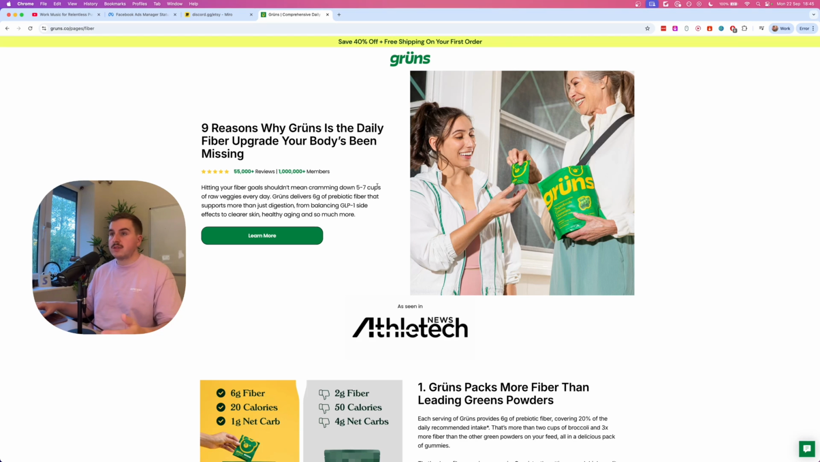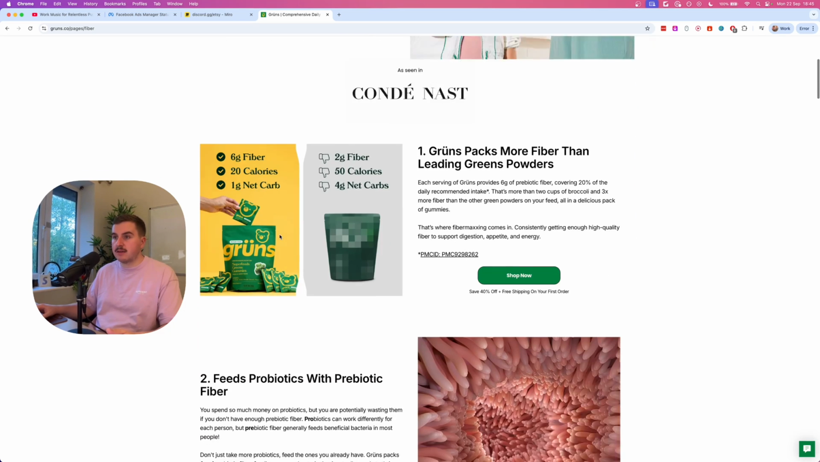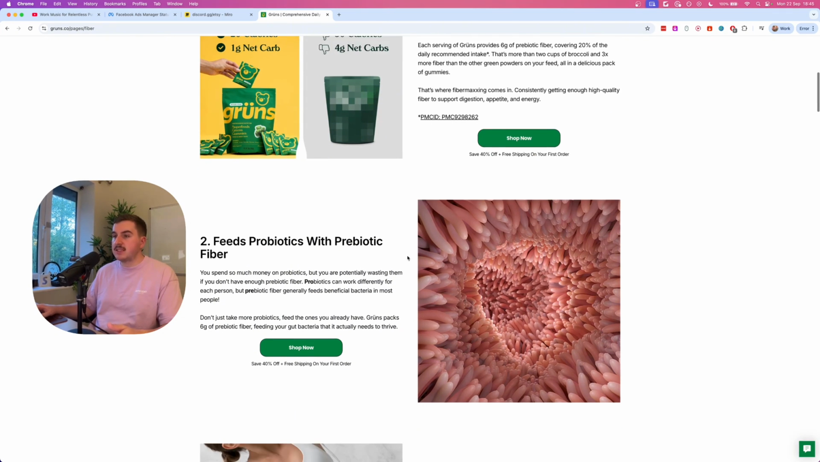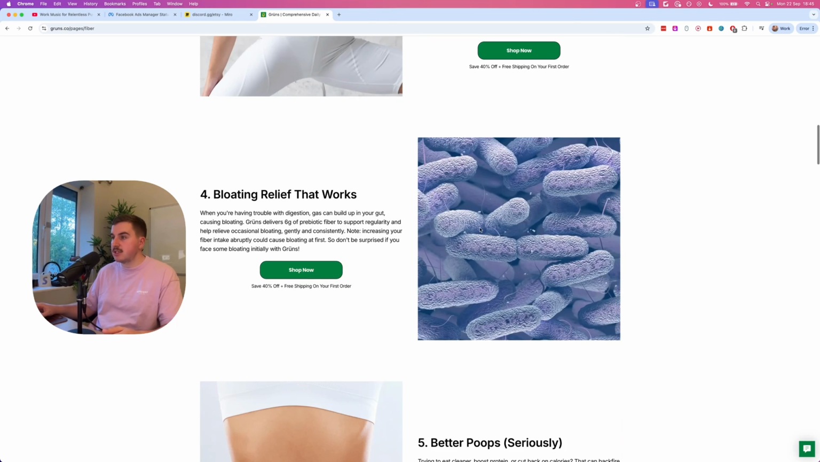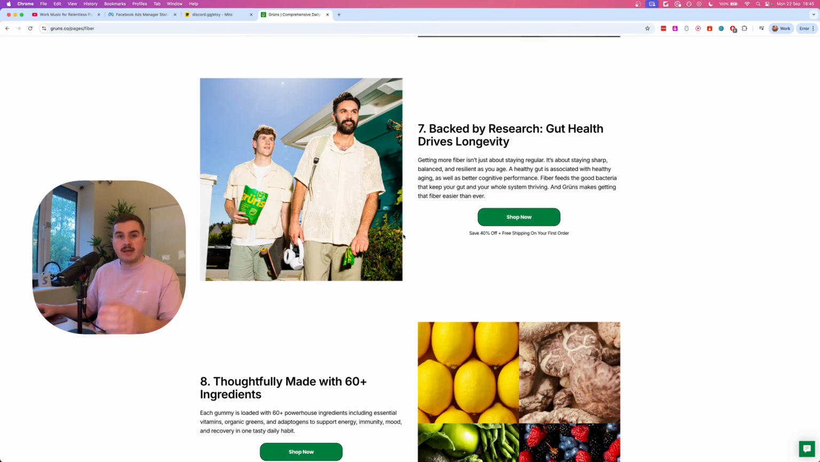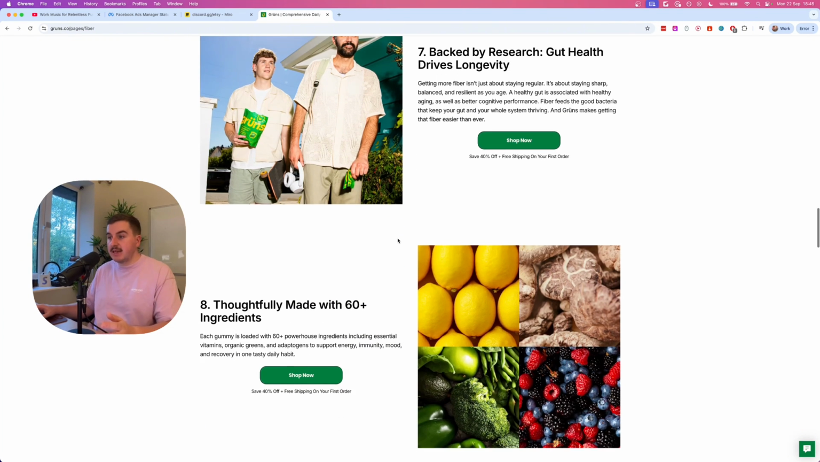Now we have Grüns. 9 reasons why Grüns is the daily fiber upgrade your body's been missing. Wow, 55,000 reviews, 1 million members. Wow, that's amazing. And then you go down. You can see shop now buttons throughout. Grüns packs more fiber than leading greens powders. Wow. Feeds probiotics with prebiotic fiber. Wow, look at these images. Wow, you know, you're coming down and you're being sold before you've even seen a product.